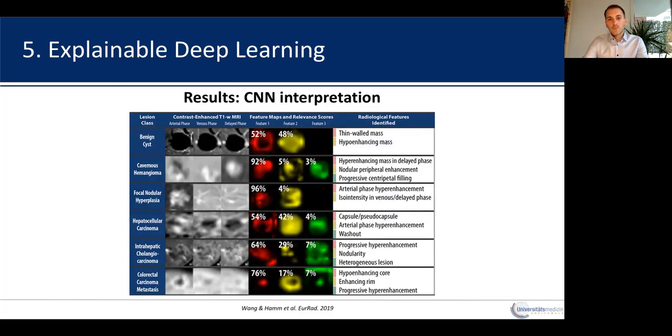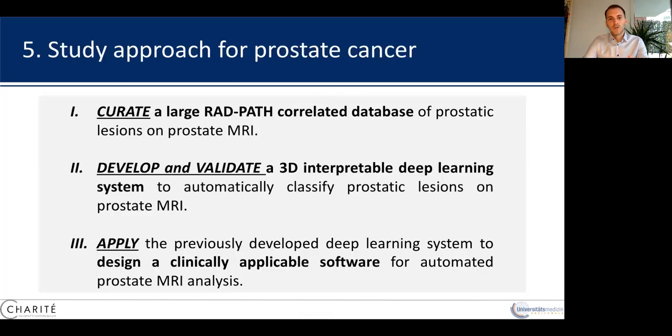With this as a basis, we started to translate this approach to prostate evaluation on MRI, and we defined 3 goals. First, we wanted to curate a large RADPAS correlated data set for the development of a deep learning system. Second, we wanted to develop and validate a 3-dimensional interpretable deep learning system. And thirdly, we wanted to apply the previously developed system to design a clinically applicable tool and software which can then be used in clinical routine.